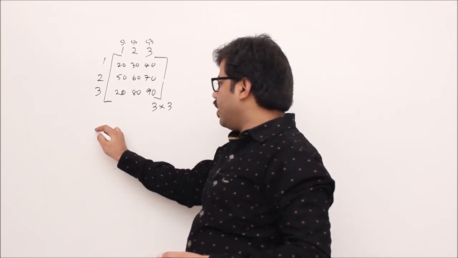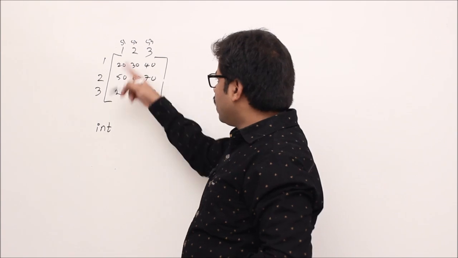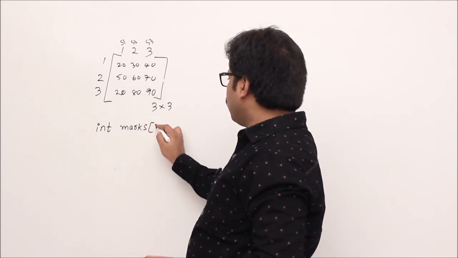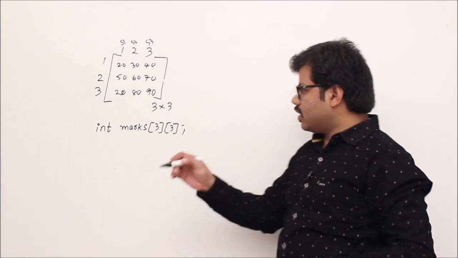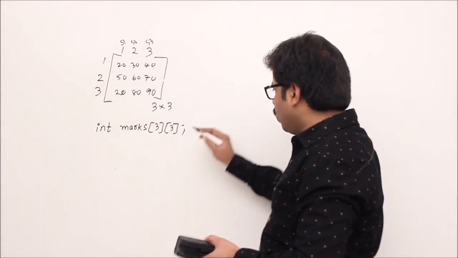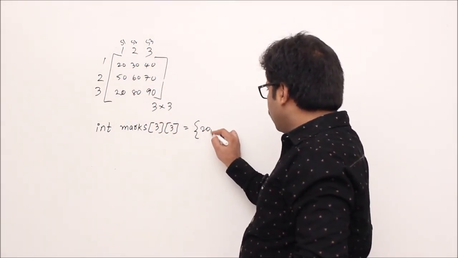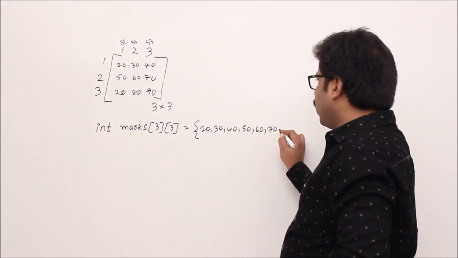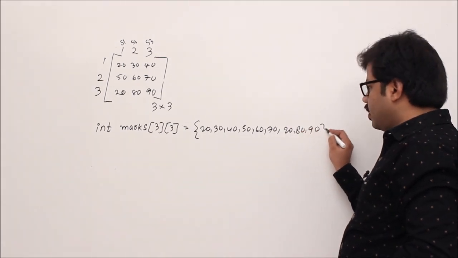How to declare it in C programming: int, three rows and three columns. These are all marks, so let's give a meaningful name: int marks[3][3]. Whenever I do that, how to access it, we'll see. For example, I want to initialize it like this. Then you write equal to 20, 30, 40, 50, 60, 70, then 20, 80, 90. This is the initialization.